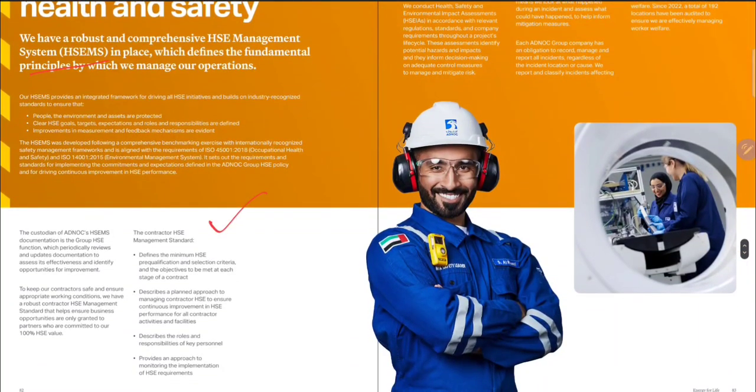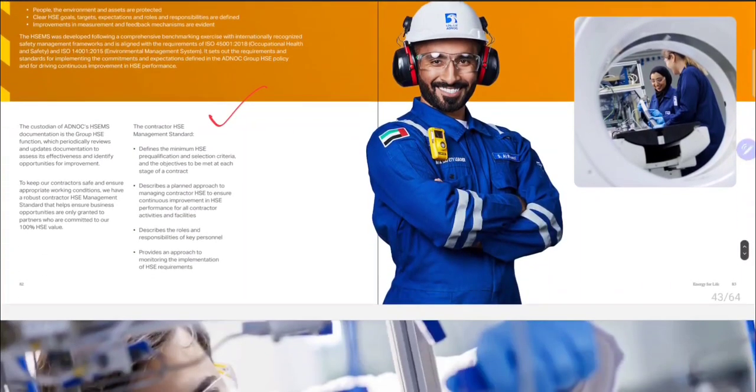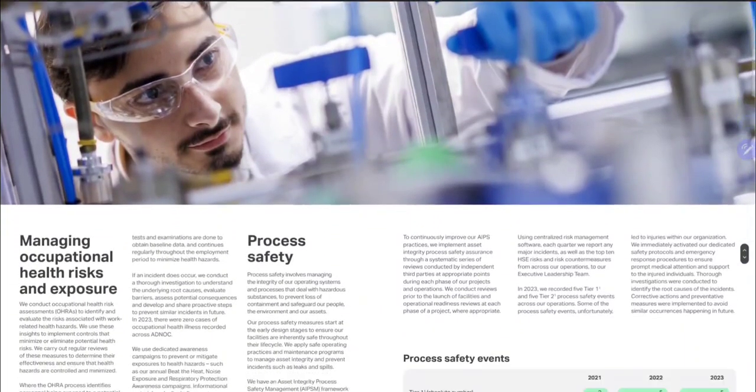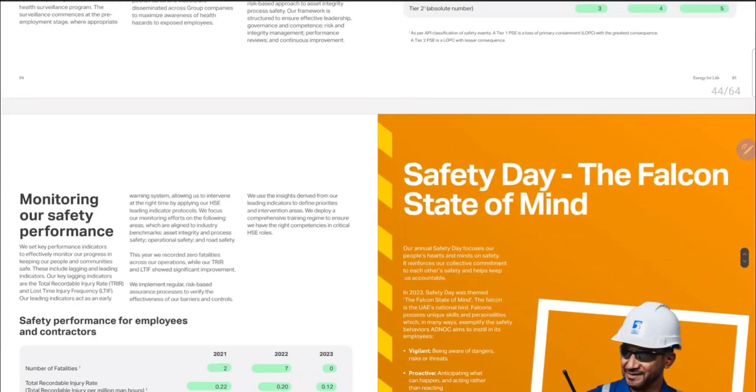So the contractor HSE management program, HSEMS, health safety environmental management system details are there. They are conducting environmental impact assessment, the details are there, life cycle assessment, the details are there. You can see they are conducting regular HSEMS audits, those details you can see in this section. Occupational health and risk management details, process safety details, and the quantitative measures and data for process safety events.